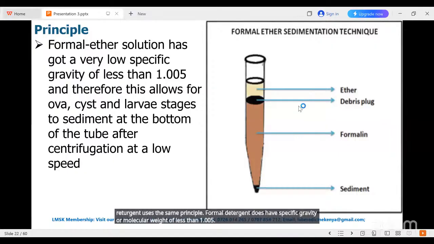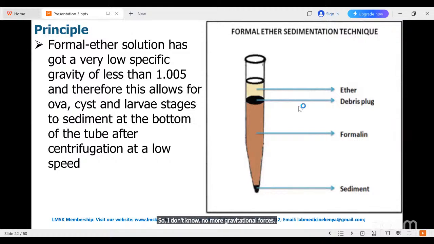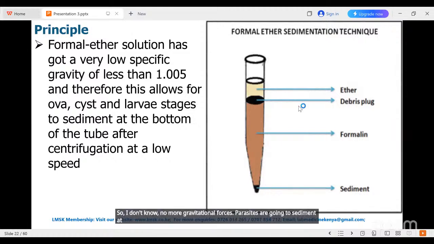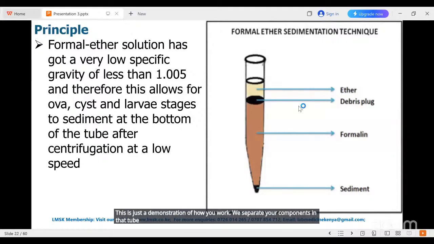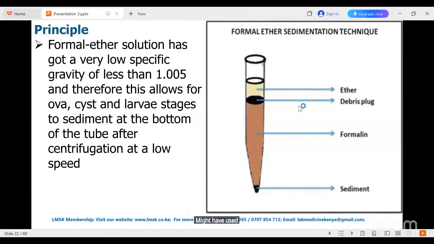So under normal gravitational forces, parasites are going to sediment at the bottom of the tube after some time. This is just a demonstration of how you have to separate your components in that tube. We have ether, which is less dense, then the debris, the fatty layer of stool comes up there, then formalin, you might have used 10% formalin, comes third, then at the lower end, at the bottom, you have the sediment.